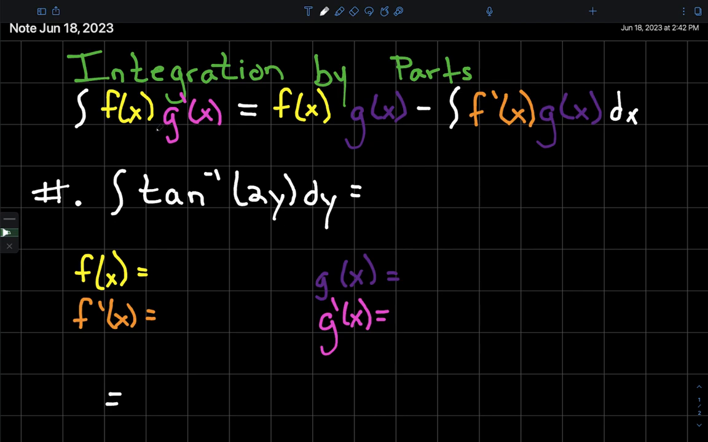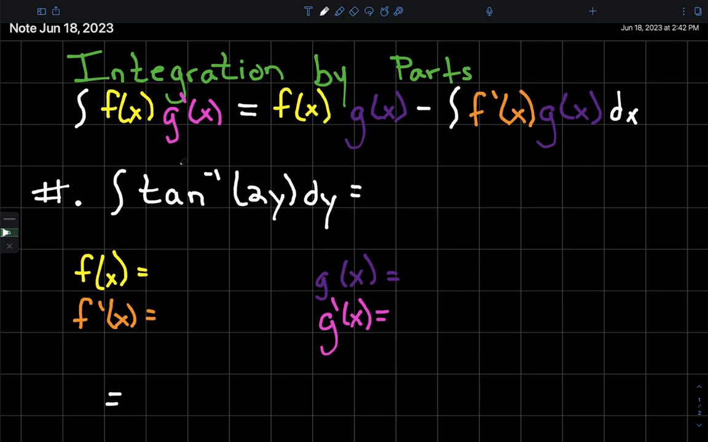So our formula is here that we can use. The integral of f of x times g prime of x is equal to f of x times g of x minus the integral of f prime of x g of x dx. So our equation is an arctan problem, and instead of x's we're using y's. So we have the integral of arctan of 2y dy.